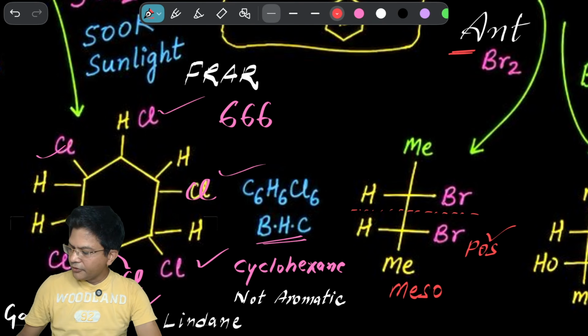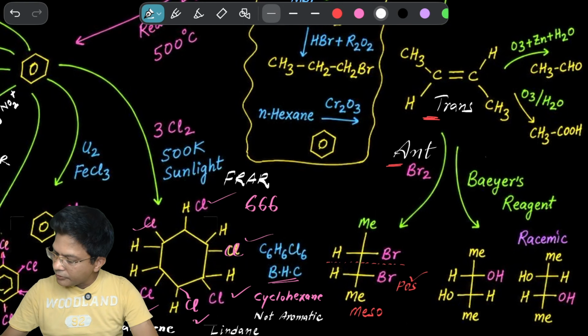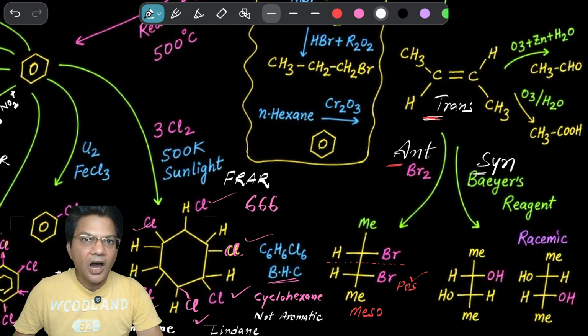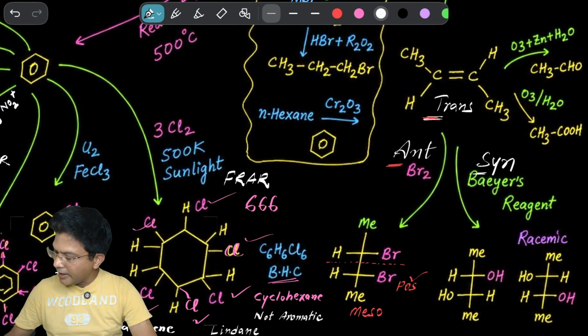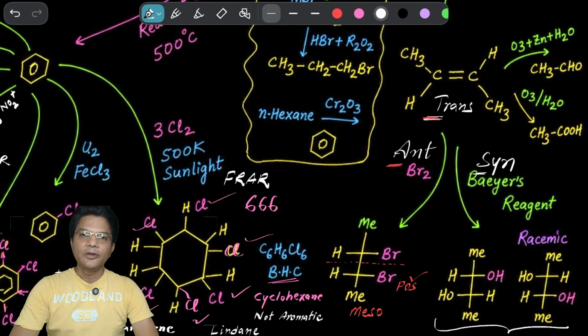Now if you see the trans alkene and Bayer's reagent, Bayer's will do syn addition. Now fill in the blank. S, R, Tushar. So racemic mixture. Once again these two are enantiomeric pairs. Now 99% has been completed.